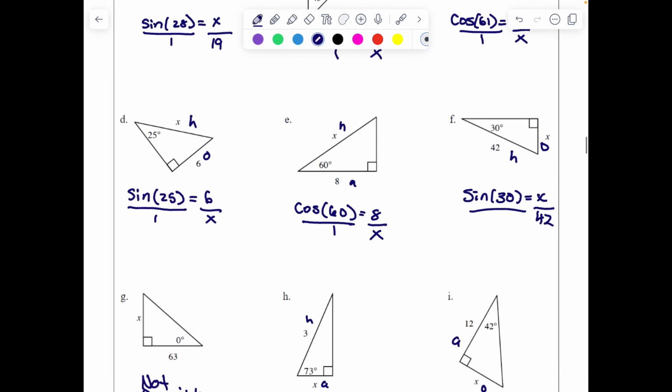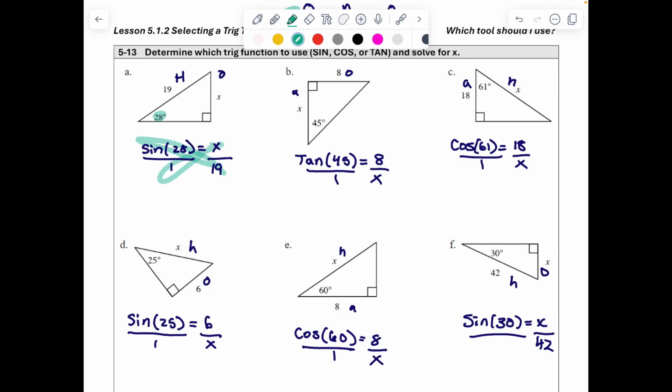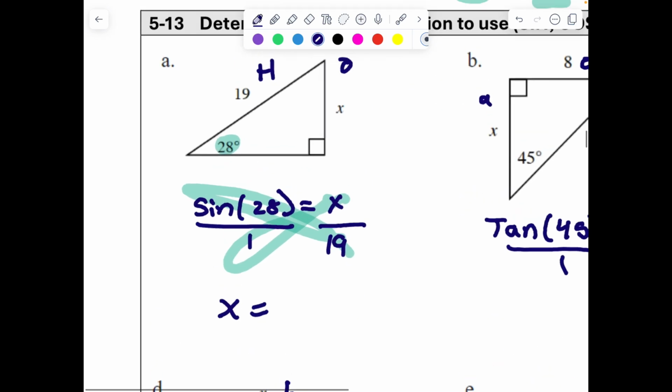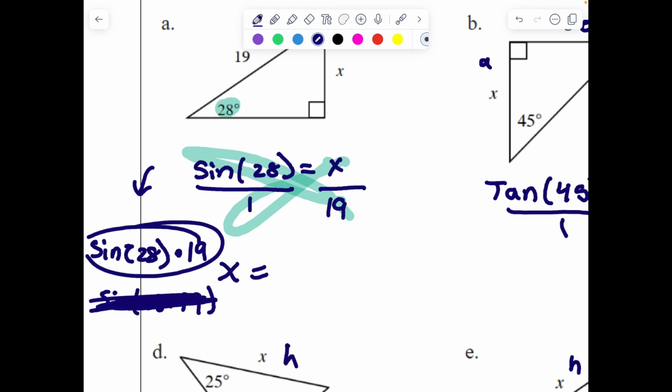Now coming back to solve these, I'm going to be cross multiplying here. So x equals the sine of 28 times 19. Now, quick side note, what you should be typing into your calculator is sine of 28, closing those parentheses, and then multiplying by 19. Because if you are doing the sine of 28 times 19, that's something completely different. We don't want that. We want this. So just to show you what I'm typing into my calculator, x equals 8.92.